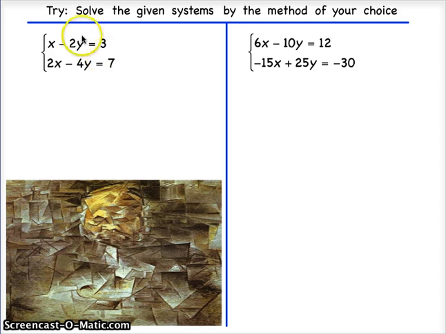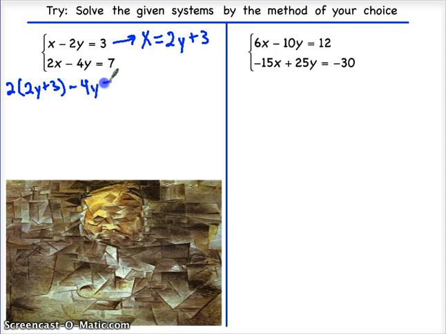Looking at the system over here at the left, noticing that I just have a 1x in here, that makes this a great opportunity to use either substitution or elimination. But let's go ahead and do substitution on this one. Remember, the main idea for that way of solving is to get your variable by itself. And since there's just an x all by itself already, if we add our 2y over to the other side, we simply have a great equation equal to x, which means I can put that right into my second equation. 2 times x, which is 2y plus 3, minus 4y equals 7.